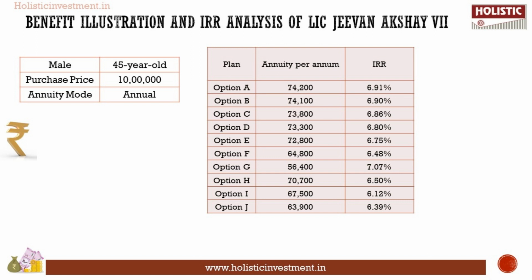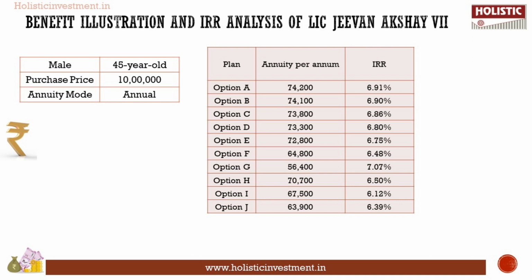Option A provides the highest annuity amount. You get the maximum benefit under option G because you get an annual step-up income there. And option F and option J have the least IRR as they return the purchase price at the end. If you look at the IRR, it is almost hovering around 6.5%. One might think that an annuity in the range of 6.5% is a good option.